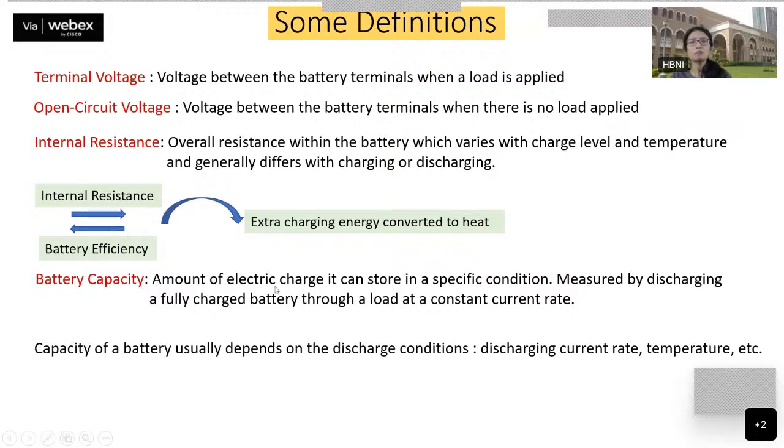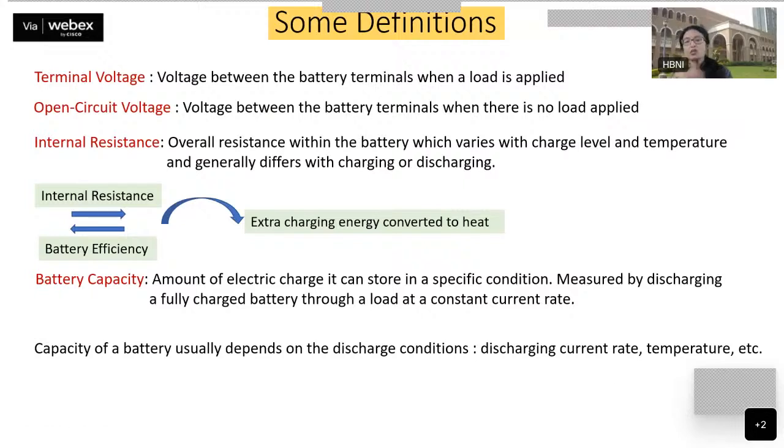Battery capacity is nothing but the amount of electric charge it can store in a specific condition. And this is again measured by discharging a fully charged battery to a load at a constant current rate. The capacity of a battery usually depends on the discharge condition, that is the discharge current rate, temperature, etc.